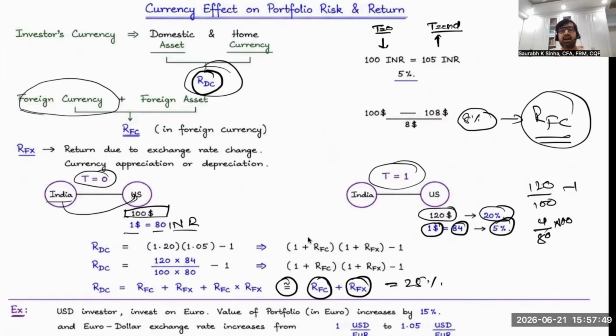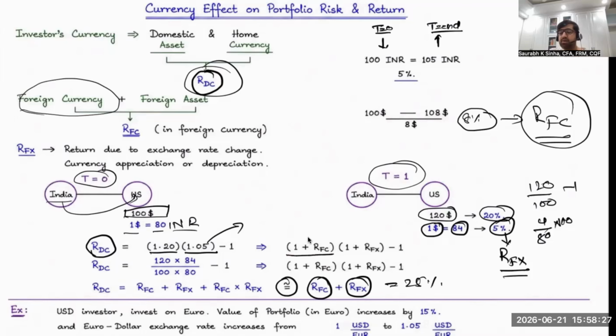But in finance, we have to look into the actual calculation. So actually, the RDC, the return in the domestic currency, is 1 plus the return of the foreign currency into 1 plus return of the FX. This is RFX. This return is what? Return due to foreign exchange. This is the return due to foreign currency appreciating or depreciating, right? That is RFX. The notation is RFX.